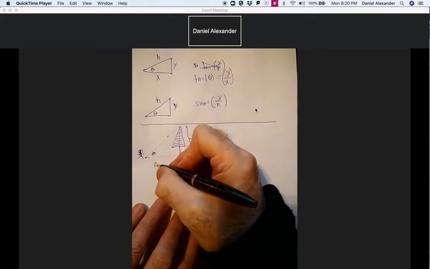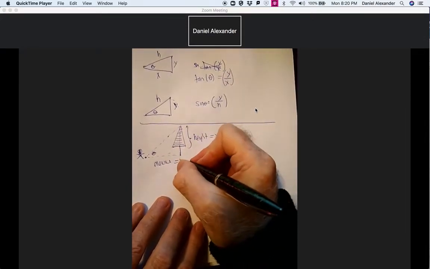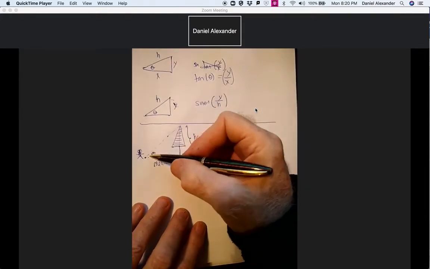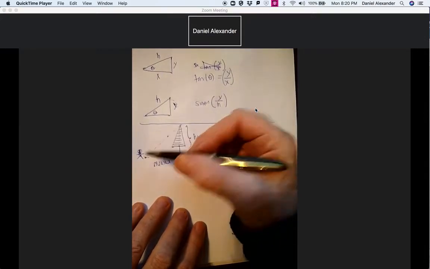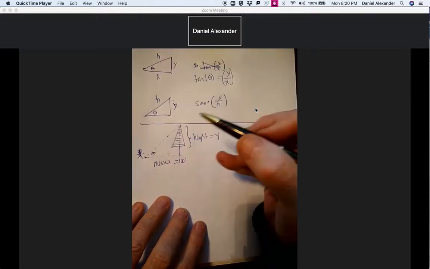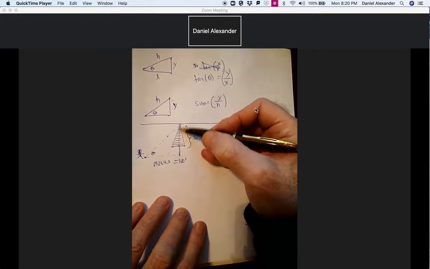You can measure the distance between you and the tree. Let's say it's 100 feet. You can also figure out the angle between the top of the tree and where you're standing. There are various ways to do that, maybe using a surveying instrument or something like that. And then we want to figure out how high the tree is.